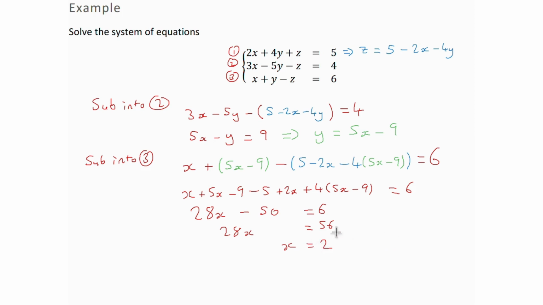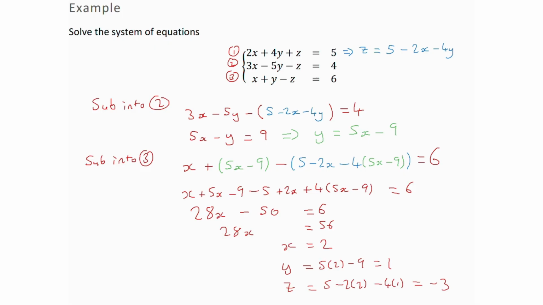Now that x is equal to 2, we can substitute that into there to find y. We get y is equal to 5 times 2 minus 9. 10 minus 9 is 1. And now we know x and y, we substitute both of those back into z, into our original rearranged form, to get 5 minus 2 lots of 2 minus 4 lots of 1. That's 5 minus 4 is 1, minus 4 is minus 3. So our final answer is x equals 2, y equals 1, and z equals negative 3. The same values we got via elimination and via matrix row reduction.